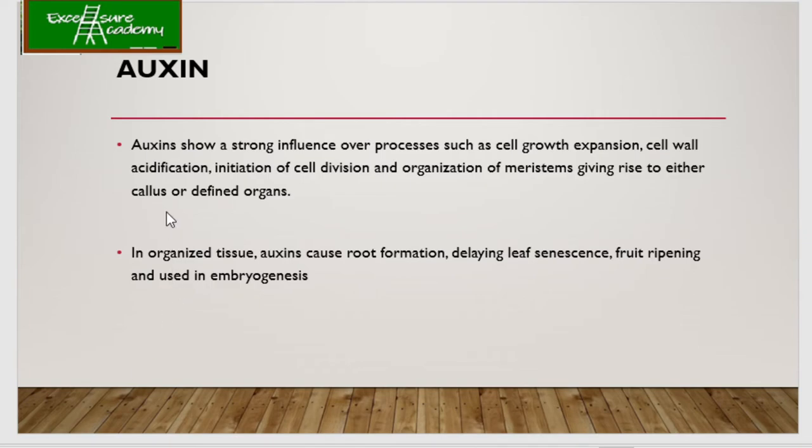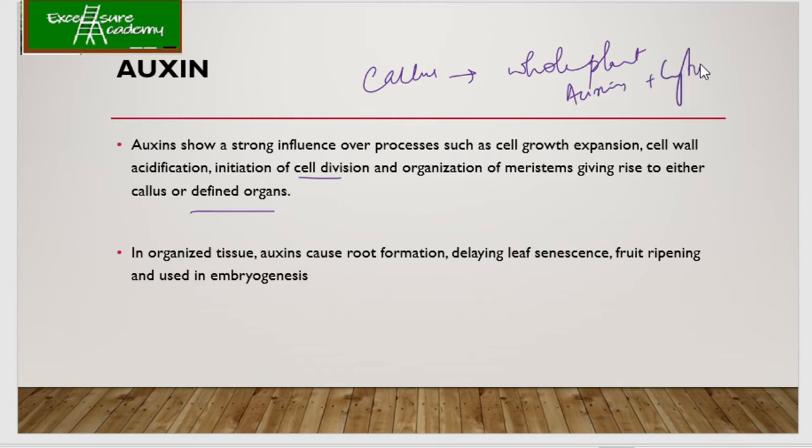Auxins show a strong influence over processes such as cell growth and expansion, cell wall acidification, initiation of cell division, and organization of meristem giving rise to either callus or defined organs. If you remember from the previous lecture, we always talk about callus formation, and if you want to regenerate the entire whole plant from the callus, we always said that you need to add a sufficient amount of auxin as well as cytokinin in order to get the complete whole plant.